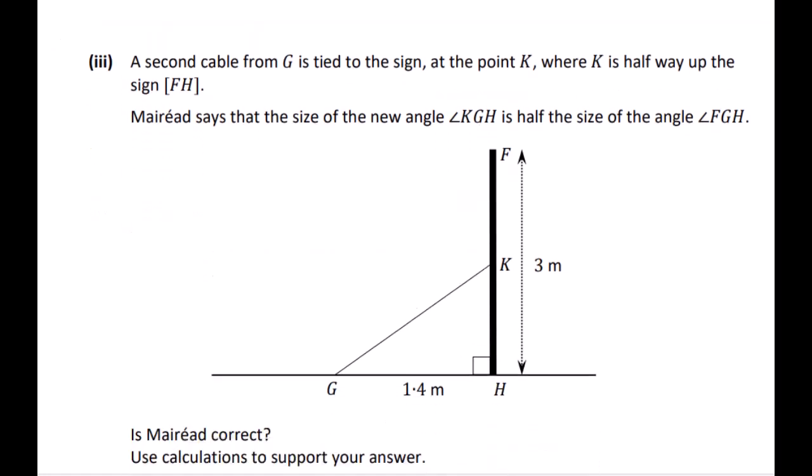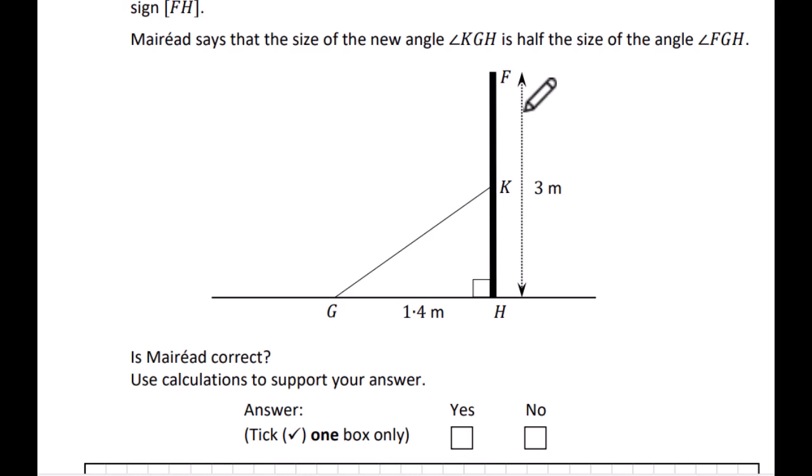A second cable from G is tied to the sign at the point K, where K is halfway up the sign FH. And they show that here. There's FH, which was 3 meters, and K is where the new cable is tied. Mairead says that the size of the new angle KGH is half the size of the angle FGH. Is Mairead correct? Use calculations to support your work. So you've got to calculate this angle here now and see if it is half of what we got before.